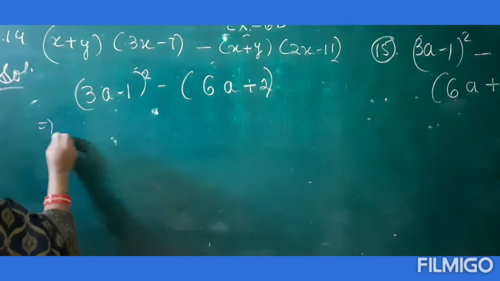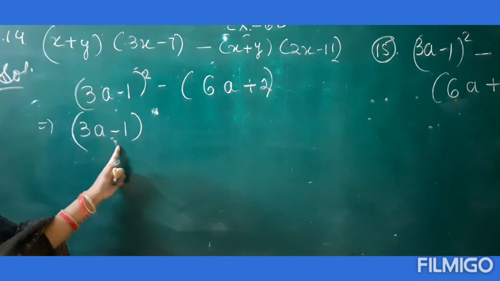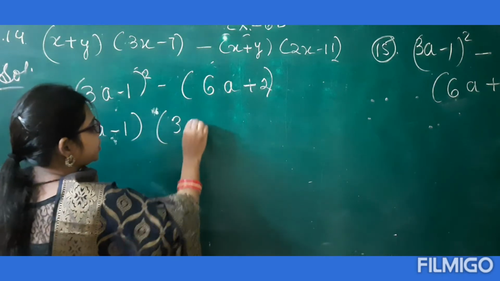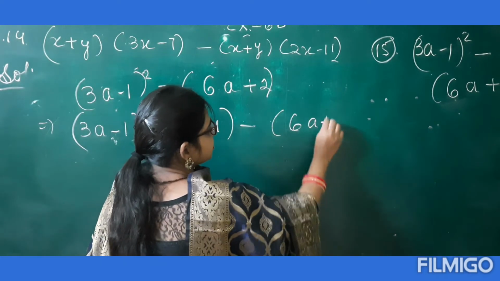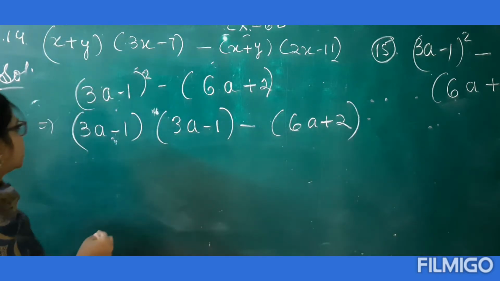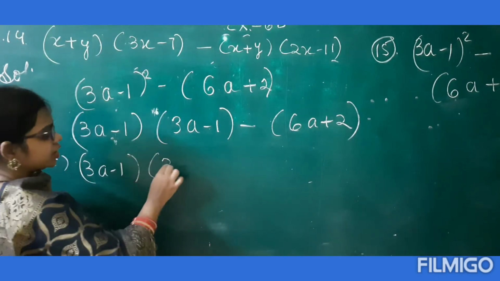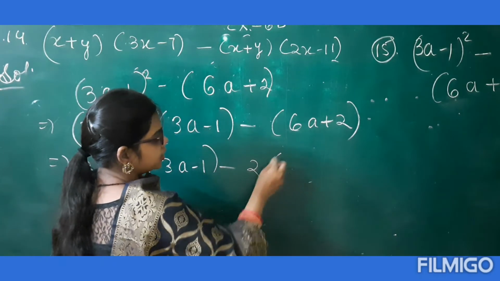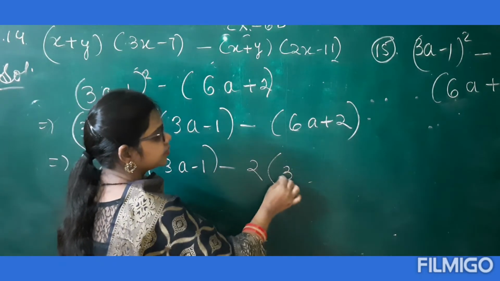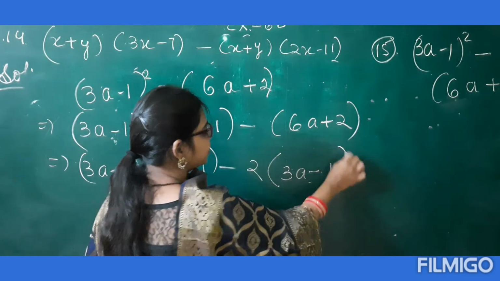So here you will get 3a minus 1, which can be written as 3a minus 1 minus 6a plus 2. From here, 3a minus 1 and 3a minus 1. From here I can take out 2 as common. So what will be remaining? 3a, plus into minus will be minus, and 1.